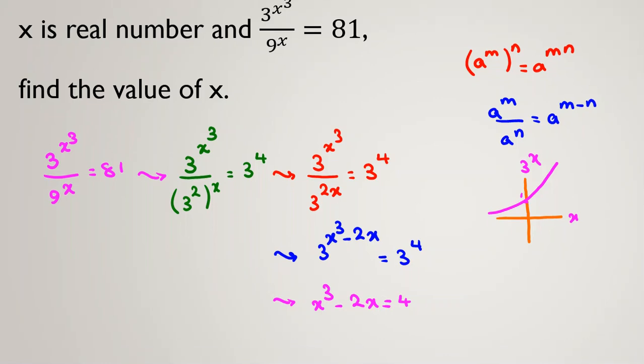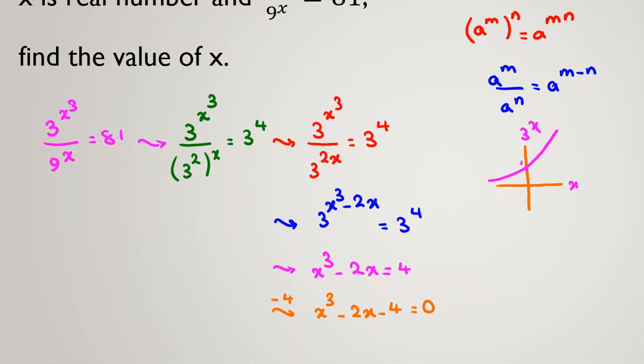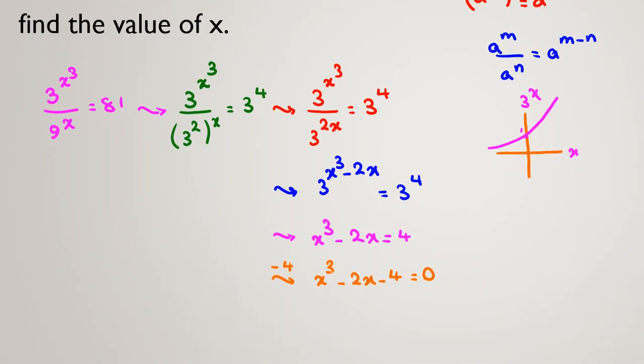When x is a real number and you have equations like this, you should take all things to one side. Now we take all things to the left-hand side, or we can say subtract 4. x cubed minus 2x minus 4 equals 0. Now, when you have equations with degree greater than 2, one of the most useful ideas is to find at least one root, then we can factorize, and for degree 2, we have the quadratic formula. So, let's find one root.